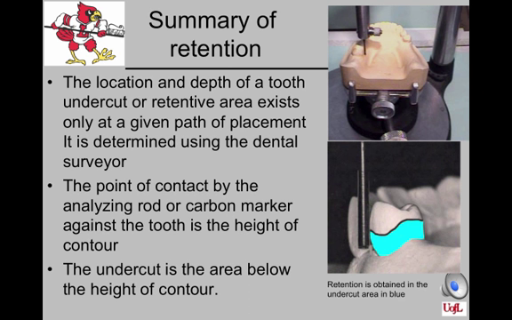The point of contact of the analyzing rod or the lead on the tooth is the height of contour of the tooth at a particular path of placement. The area below the height of contour is where the undercut is located and will be the area that we use for retention of the partial denture.